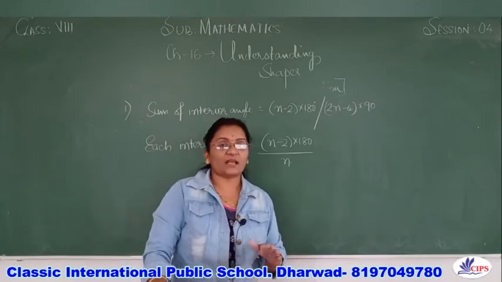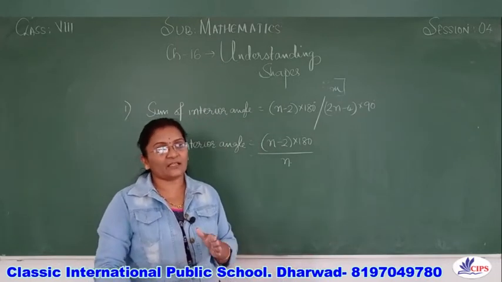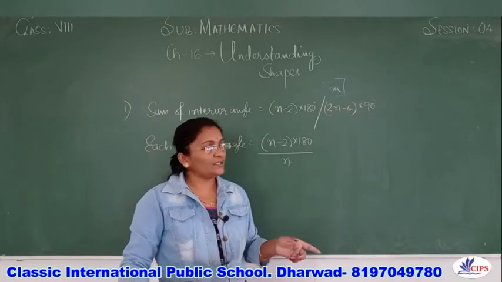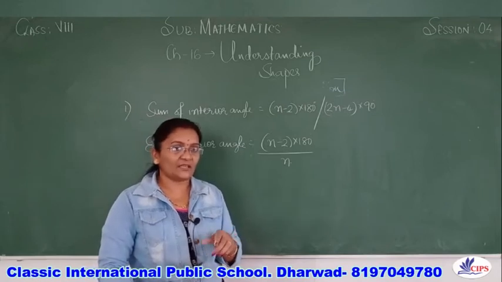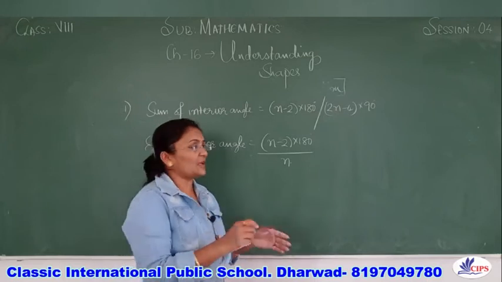Next, what is the sum of its exterior angles? We already know it. The sum of its exterior angles is 360 degrees. And how to find each exterior angle? The sum we know, the total is 360 degrees. Divide it by the number of sides, and you get the measure of each exterior angle.